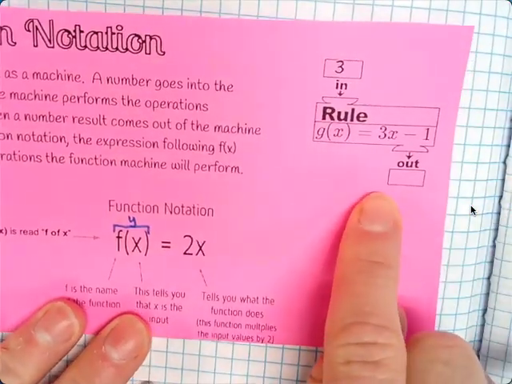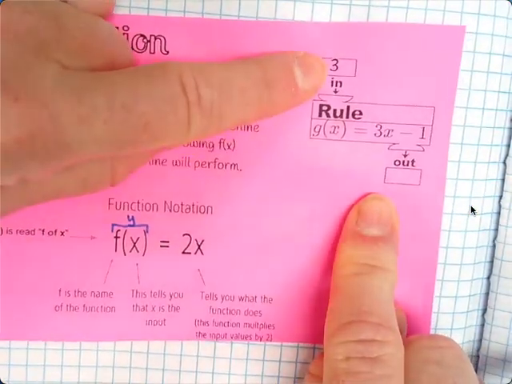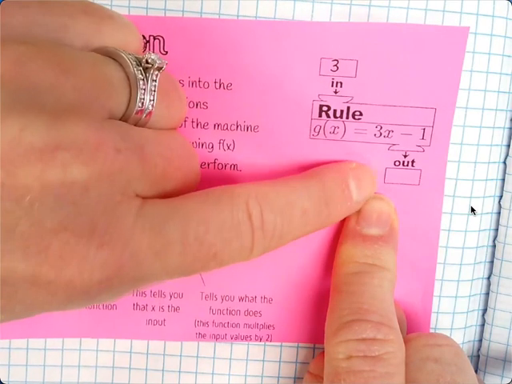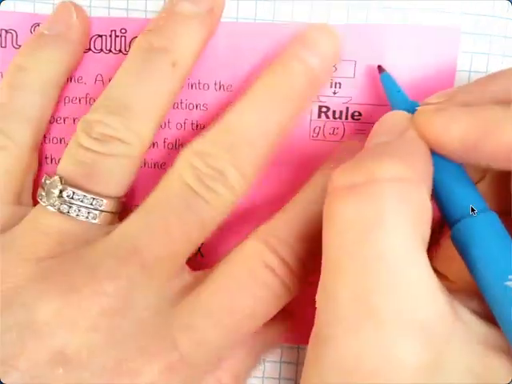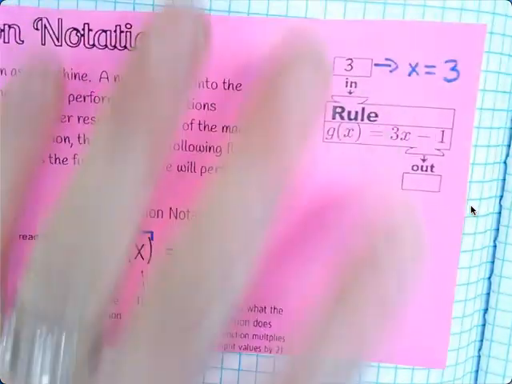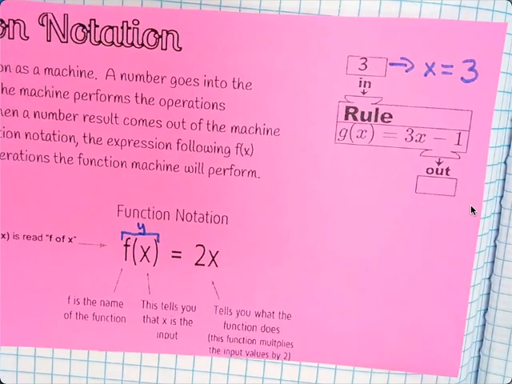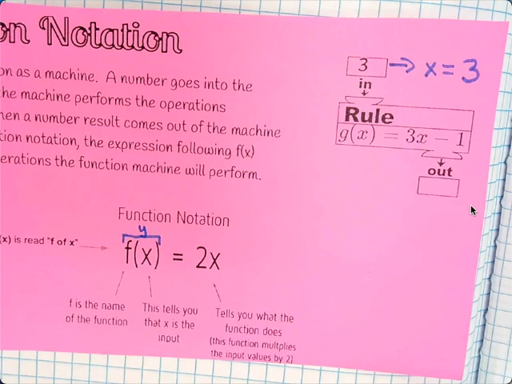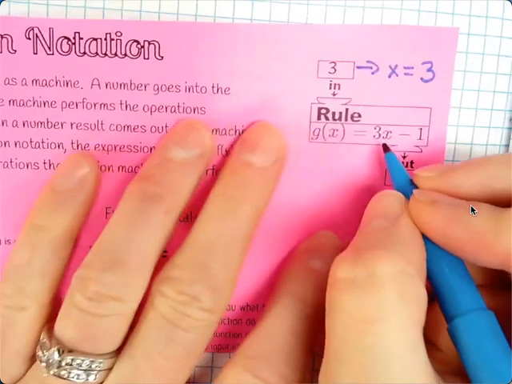Here is a function machine. So it's showing you 3 is going in. That is our input, which also means that x equals 3. So we will perform the operation 3x minus 1 and get out a number for the output. So let's plug it in.